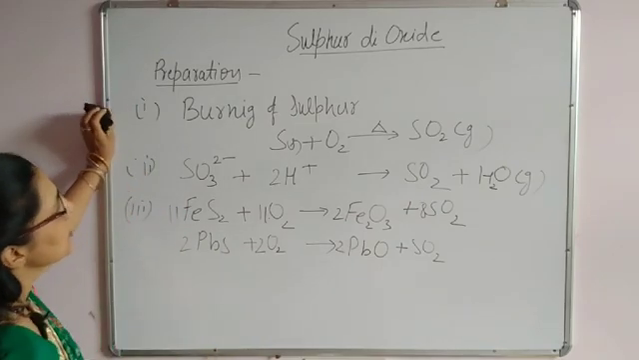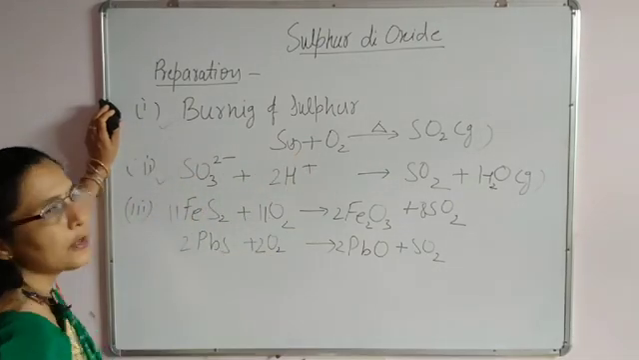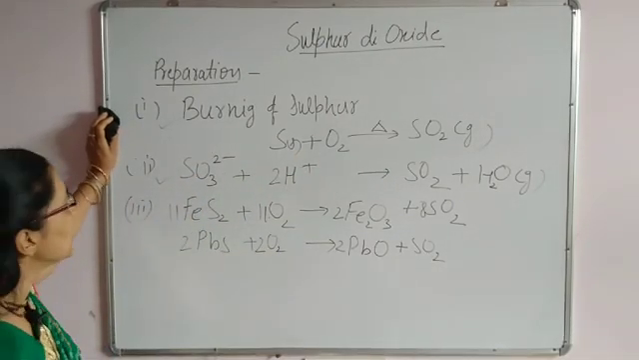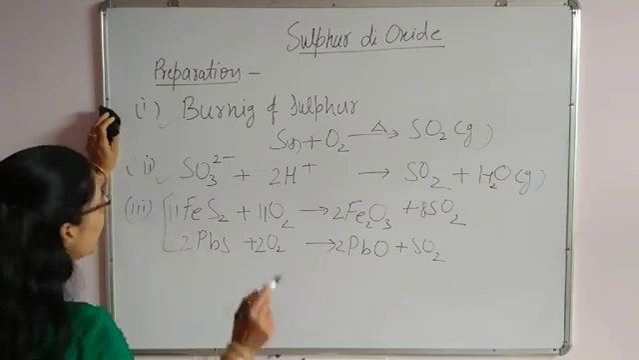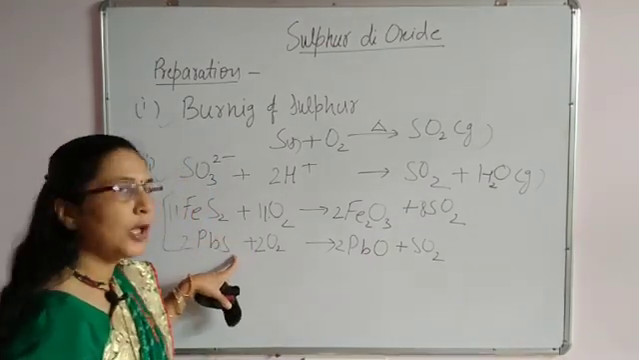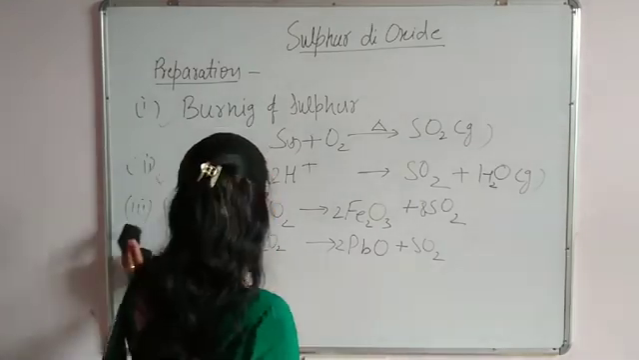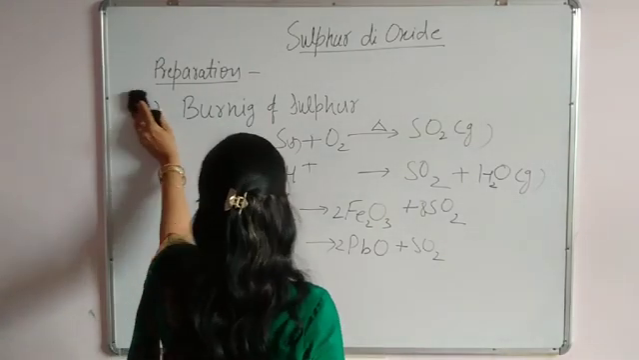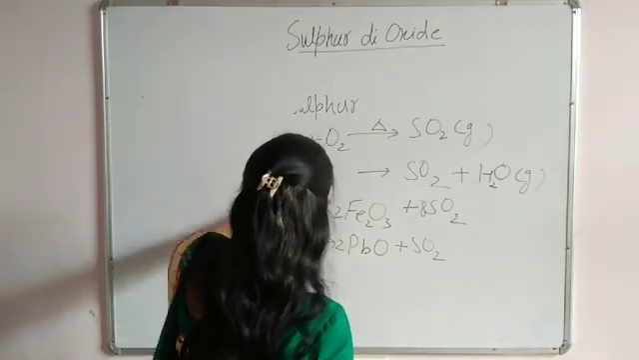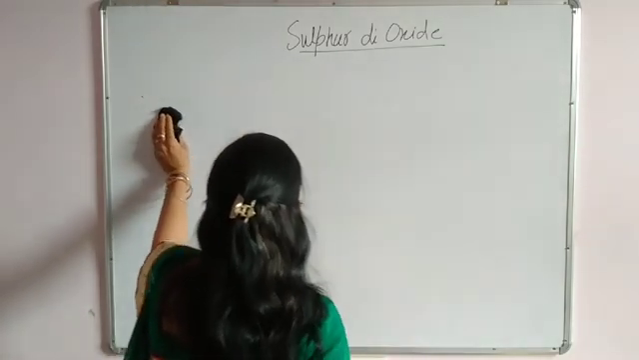Okay, in such manner, burning of sulfur, then any of the sulfide treated with acid, and the last method, any of the sulfide ore, when treated with oxygen, there will be formation of SO2 gas. Now next point, after preparation method, that is physical properties.